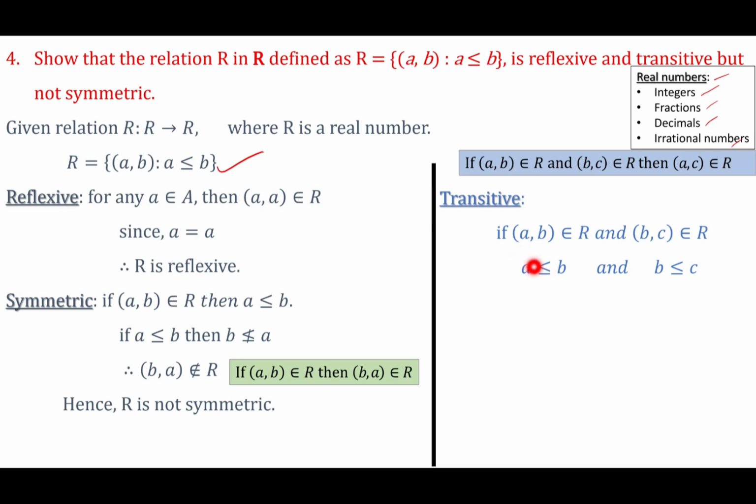Check: A is less than or equal to B, B is less than or equal to C. Now, if A is less than B and B is less than C, obviously A must be less than C, which means (A, C) belongs to R. If A is less than or equal to C, then (A, C) belongs to R. So, transitive is possible here.